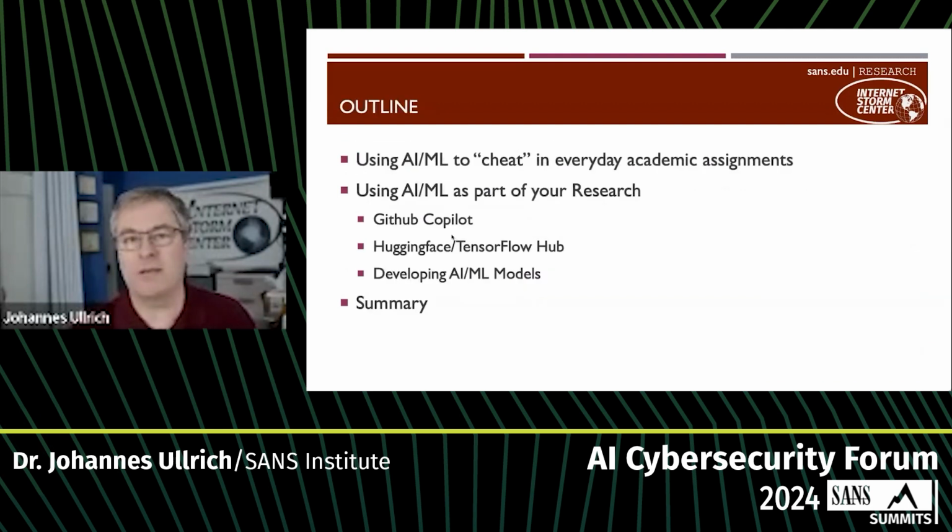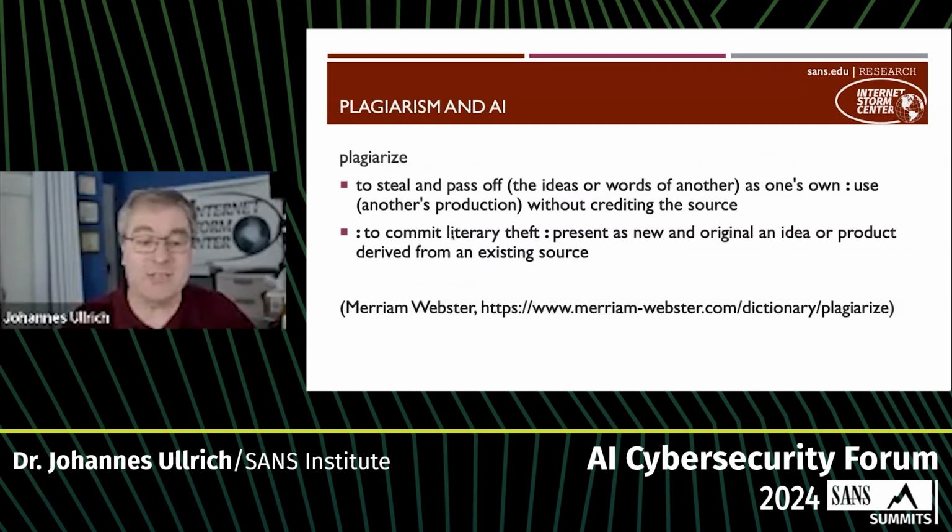What I want to talk about here is informed by what we're doing at SANS.edu. I'll start with the thing that first came up, which is cheating and detecting the use of AI. Then in the later half, I'll talk more about how you actually use AI and do research correctly and responsibly. But anyway, let's start with the cheating part, plagiarism.